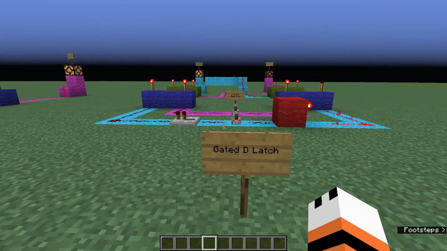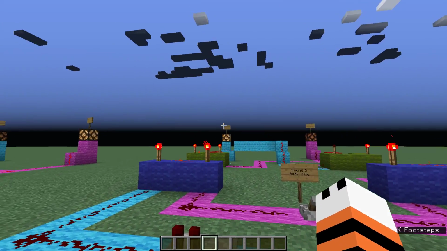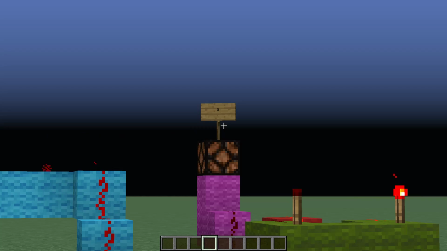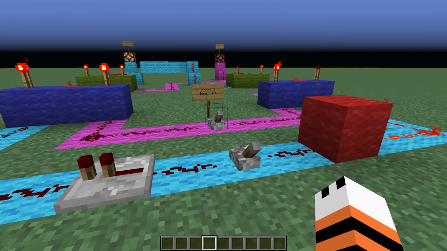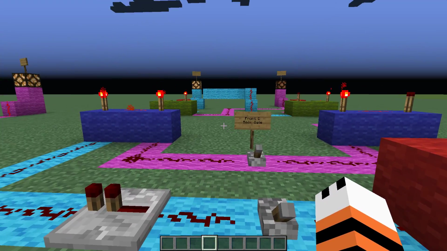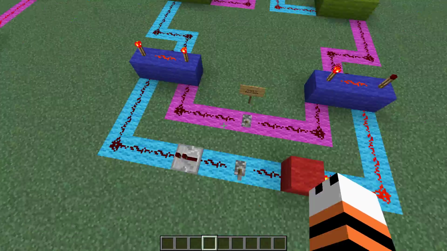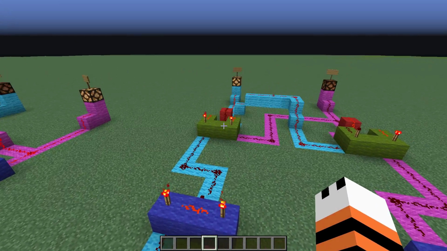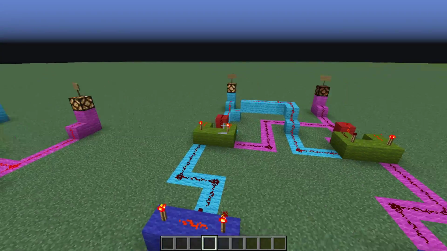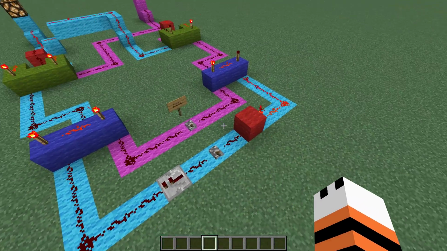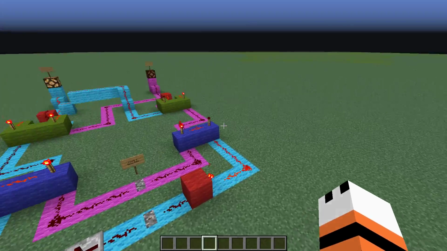This is the gated D latch. And you can see that over here we have Q bar, which is on currently, and over there we have Q. It's kind of hard to see because it's further away. And so this is just two AND gates making up the gate, and a NOR latch, two NOR gates to hold the memory, and also a NOT gate here to inverse the input.